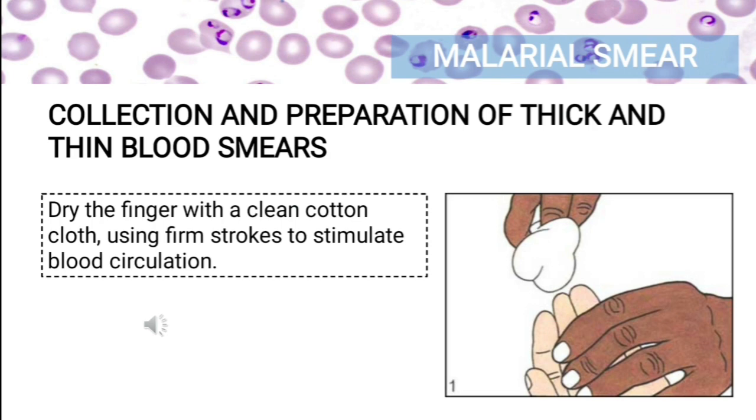The next step is to dry the finger with a clean cotton cloth using firm strokes to stimulate blood circulation. So, if you are suspecting that the patient is infected with malaria, it is best to prepare smears within 1 hour of collection because storage of blood for a longer period leads to the distortion and possible loss of malarial parasites. Similarly, malarial tests should always be considered immediately because this disease can rapidly progress to life-threatening complications.